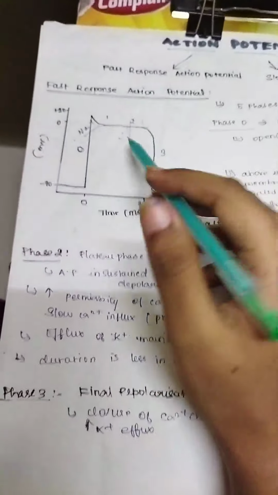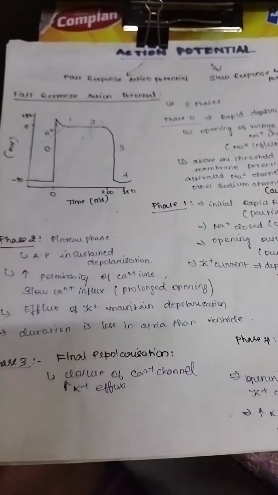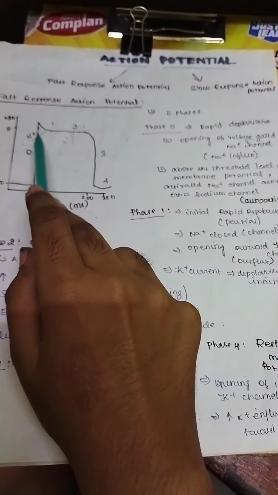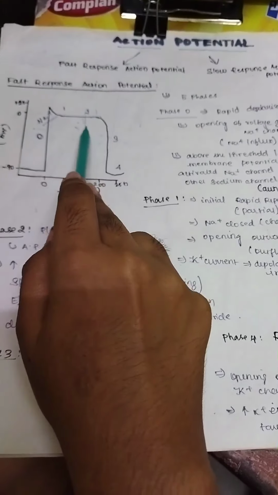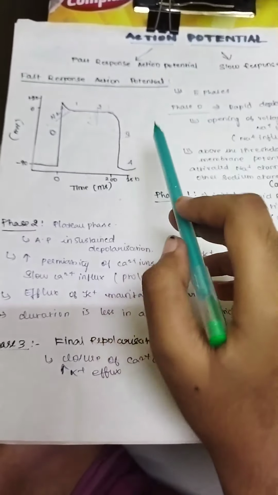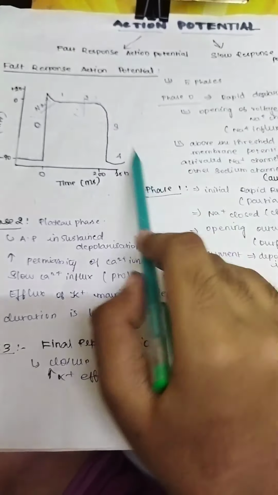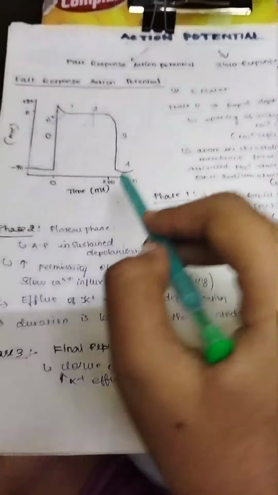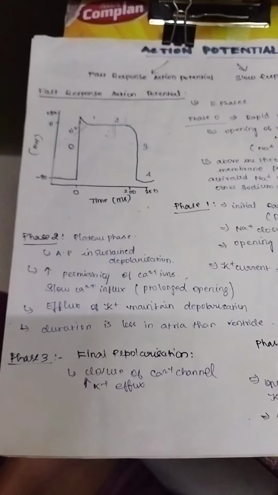So this finishes the fast response action potential. You can see we have 5 phases. The zero phase is due to sodium opening, the first phase is sodium closed, in the second phase the calcium channel is opened, in the third phase there is closure of the calcium channels, and the fourth phase is the opening of the inward potassium channels. That means potassium gets inside the myocardial cells, which causes the restoration of the membrane potential.